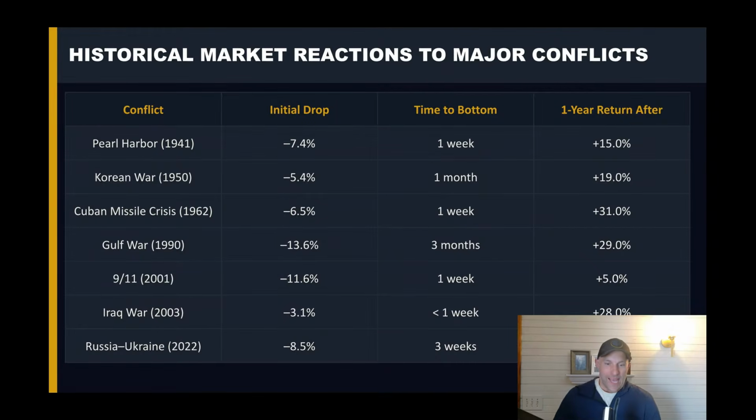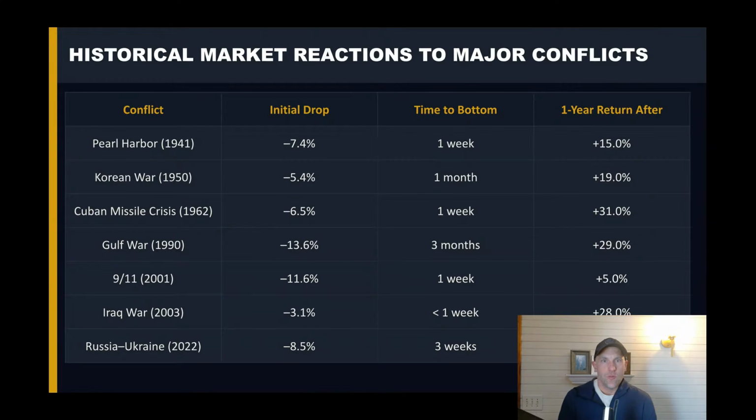And really what I want you to look at, and what's most important here, is the 1 year return after. Look at the 1 year return after, right? Just focus on those numbers. Now, I know if you look at 2001 following 9/11 and the military escalations that came out of that, that was following the dot-com bubble. So we were in a period of an economic downturn at that time. And so the 1 year return after was 5%. We're not in similar conditions right now.